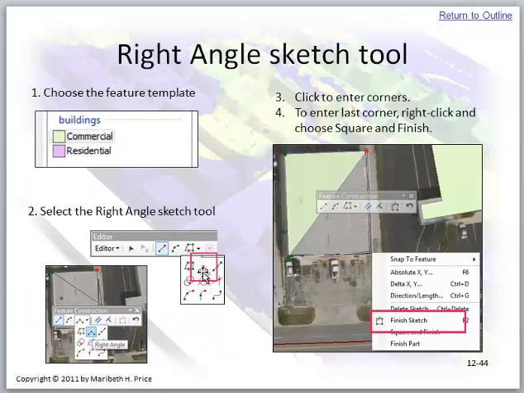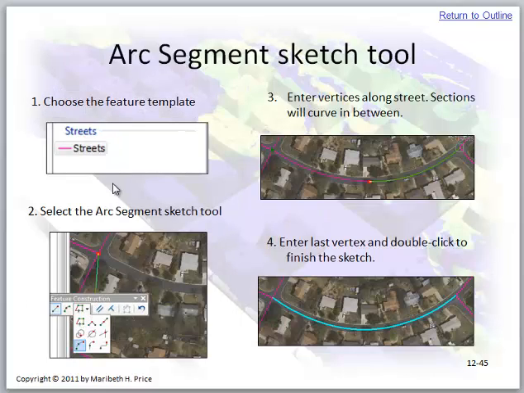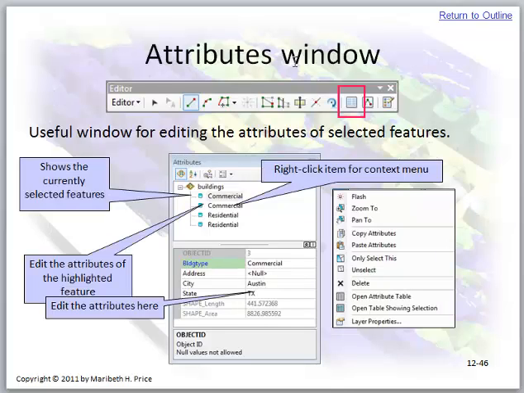Here's a right angle sketch tool if you need a specific right angle. This is almost identical to what we'll be doing in our course. At the end we'll be finishing the sketch, but digitizing or creating features this way is exactly what we'll be doing. Arc segment, this is how you create curves. We won't necessarily need them this lab.